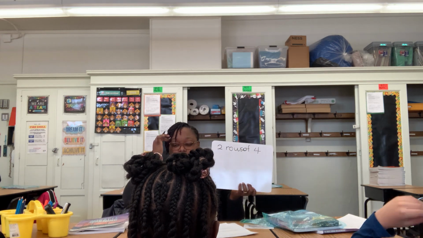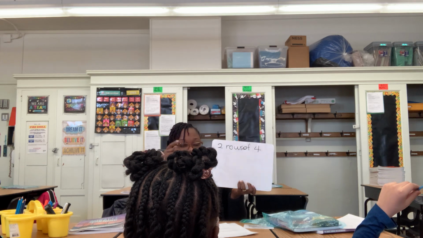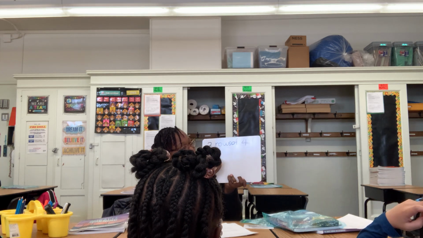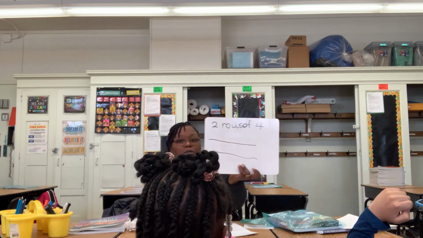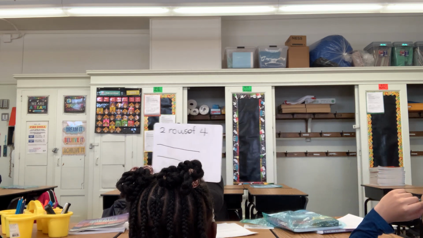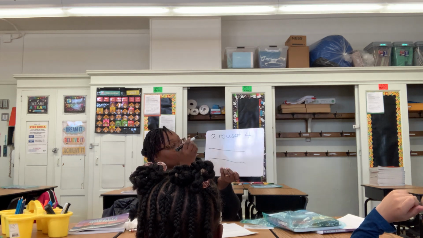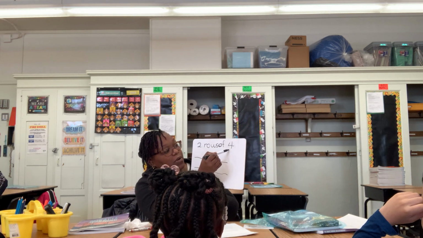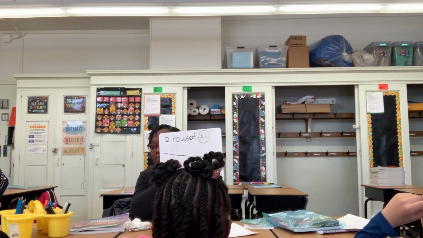So let me think. Rows go from left to right, and I need 2 of them. So I'm going to draw 2 rows. 1 row, 2 rows. Do you see my 2 rows? Okay. 1 plus 1 equals 2. Yes, 1 plus 1 equals 2. So I'm going to draw how many in each of my rows? 4. I am going to draw 4 in each of my rows.